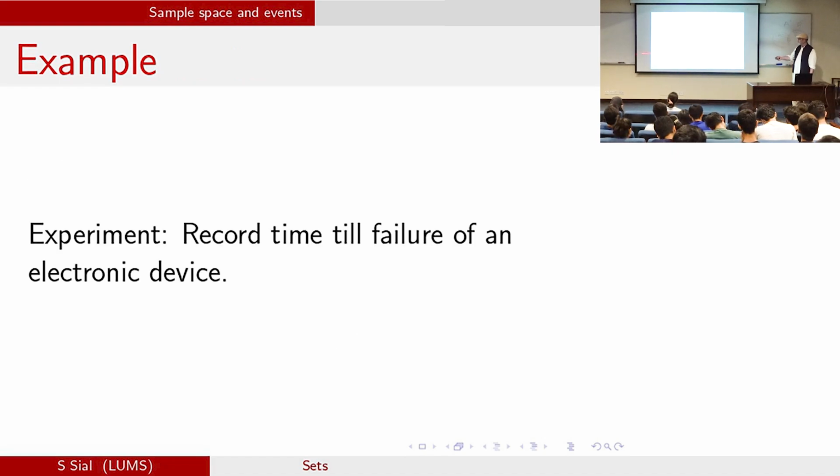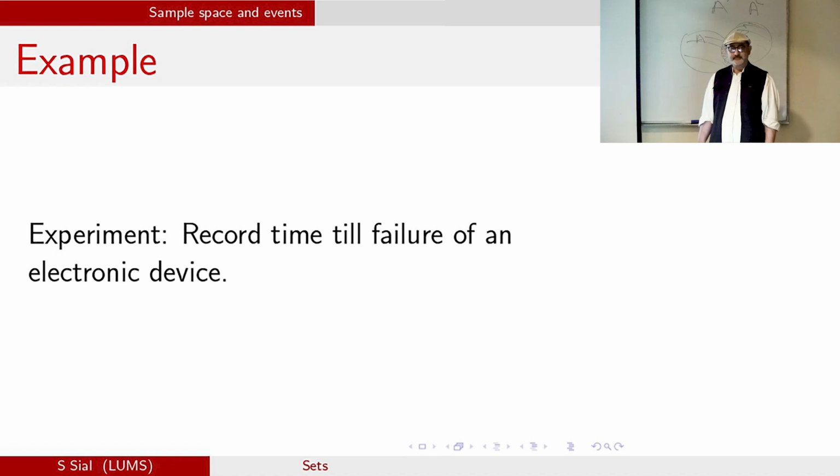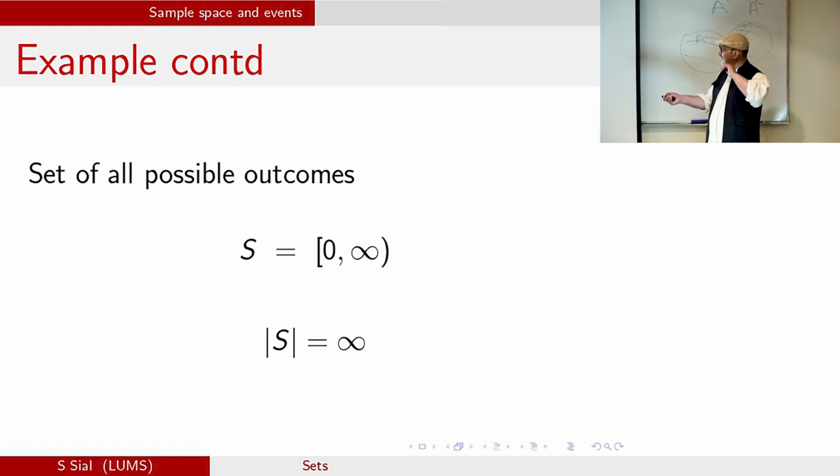Okay, another experiment. We're going to record the time till failure of an electronic device. So we turn on a device, and starting from time equals 0 to time equals whatever when it fails, we record that. What would the sample space be for this? The sample space would be 0 to, in principle, the device could keep working forever. So this time we'll write S in the interval notation that we remember from calculus 1: 0 to infinity. And we might write that the cardinality of S is equal to infinity.